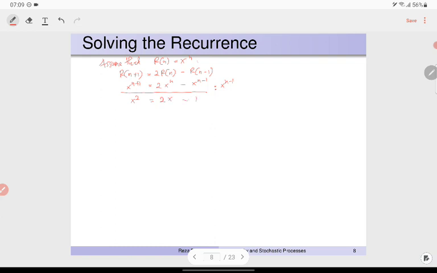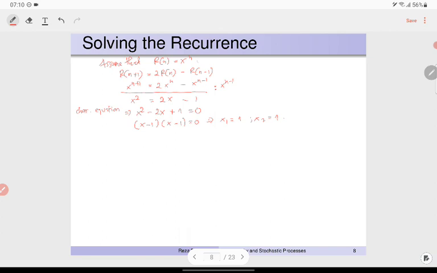And this is equal to x squared minus 2x plus 1 is equal to 0. And this is what we usually call the characteristic equation. Remember this. And the root of this characteristic equation is x equal to 1 twice. So therefore the root x1 is equal to 1 and x2 is equal to 1.